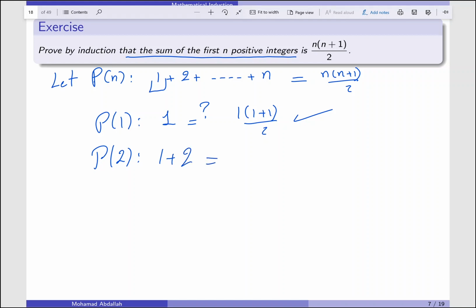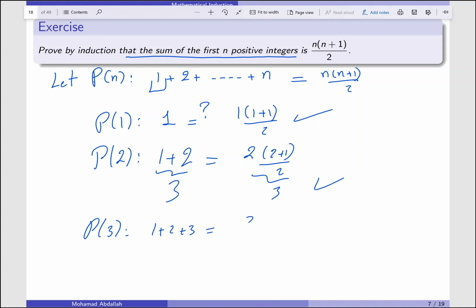I'm not trying to answer the first example I asked, which is the sum of the odd integers. I'm just doing something a bit simpler here. So 1 plus 2 is what? It's n is equal to 2. So let's replace 2 here and see if we're going to get the same answer. On the right hand side, I get 3. Here I get 2 times 3 over 2, which is also 3 as well. So this is fine. P of 3 means 1 plus 2 plus 3. And here replace 3 on the right hand side. You get 3 times 3 plus 1 over 2. Over here you get 6. Over here you get 3 times 4, 12 over 2 is also 6. So this is true. But this is not enough, as we said. We need to show this in general.